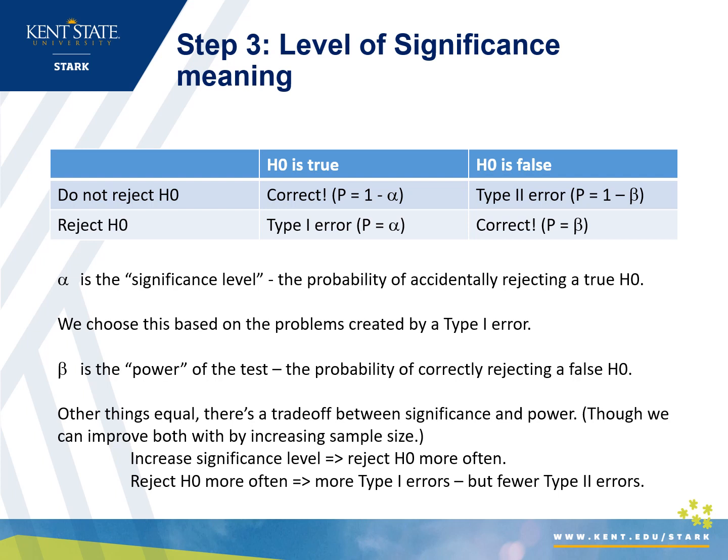The higher the level of significance, the more likely we'll commit a type 1 error. But we reduce the odds of a type 2 error. With a very small level of significance, the probability of a type 1 error is quite small, but the probability of a type 2 error is fairly high.